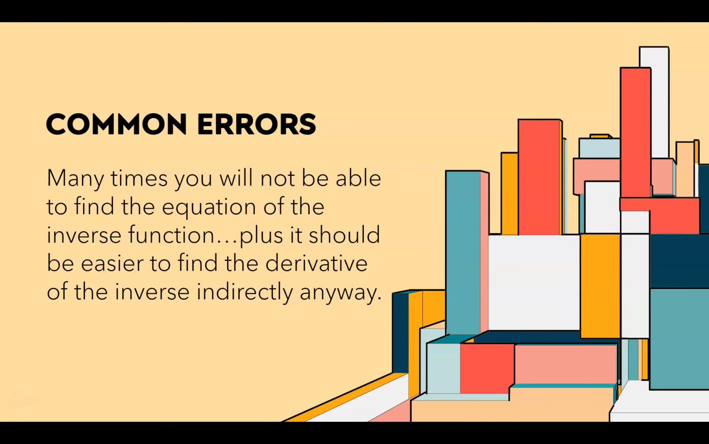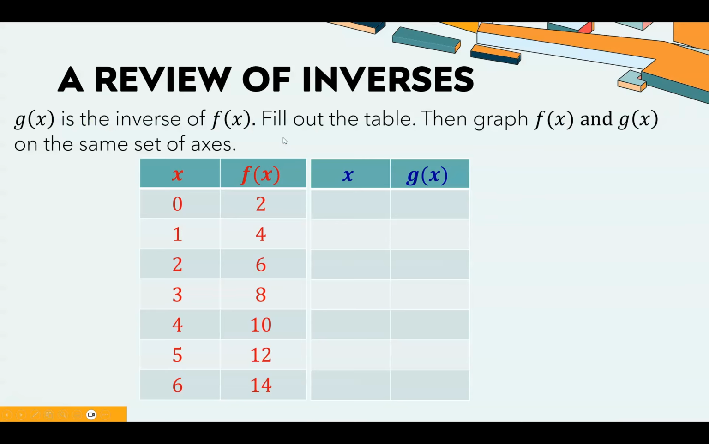So like I said, a lot of times you're not going to be able to find the equation of an inverse because, well, you're given something where the inverse isn't a function. And a lot of times it's easier to find the derivative of the inverse indirectly anyways, as long as you understand a relationship. So G is the inverse of F. We're going to fill out the table, or at least I am, and then we're going to graph F and G together on the same set of axes.